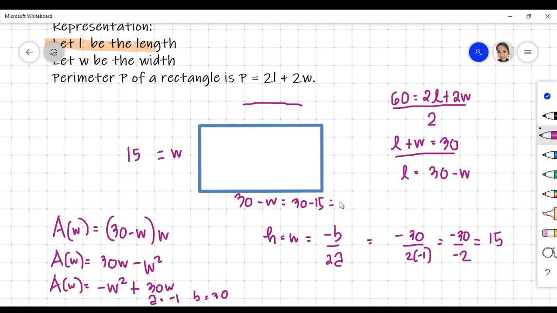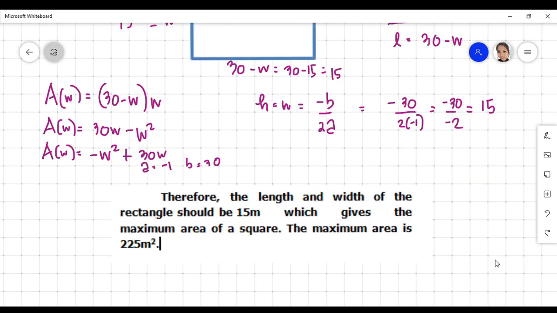is also 15. So, basically, yung shape ng ating rectangular field is a square, and a square is a rectangle. For the length and the width of the rectangle should be 15 meters. So, equal yung length at saka width, which gives us the maximum area of the square. So we know that the square is a rectangle, so do not get confused. And the maximum area niya, so 15 times 15, that is 225 meter squared.